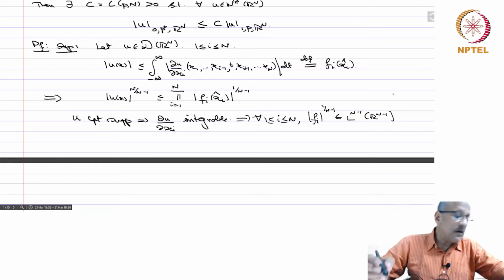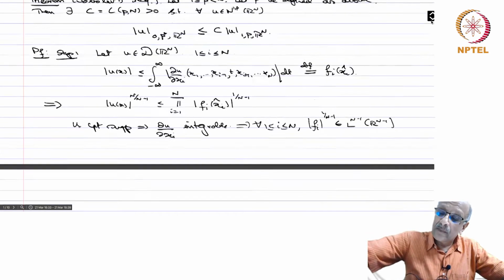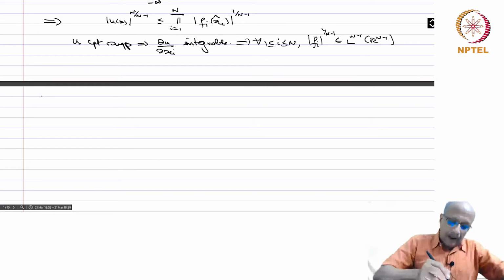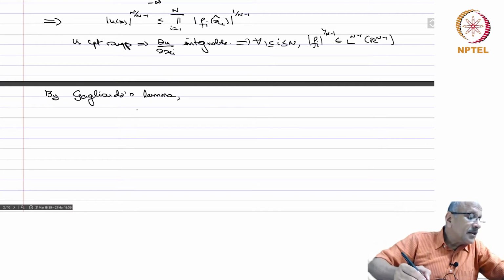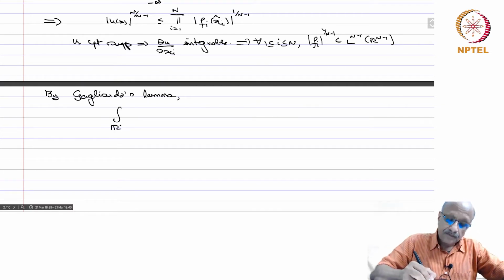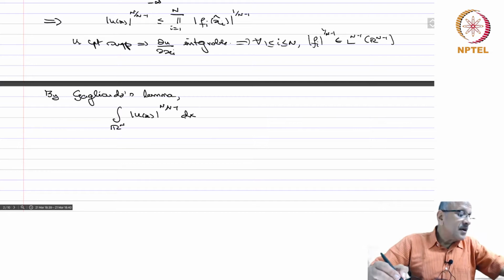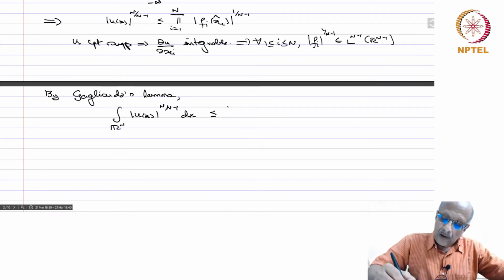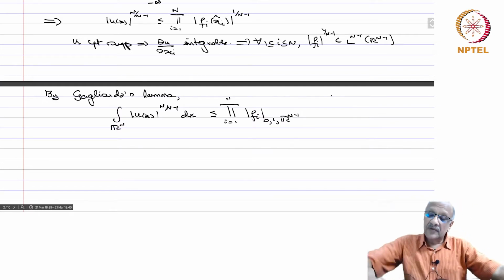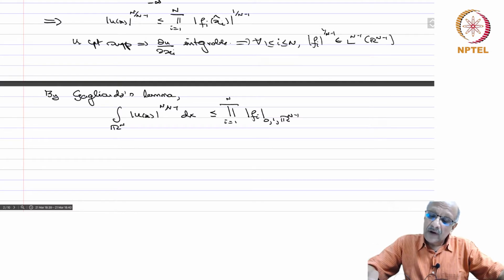Okay, so therefore we can apply Gagliardo's lemma immediately. So by Gagliardo we get that the integral on R^n of |u(x)|^{n/(n-1)} dx is less than or equal to the product, i equals 1 to n, of the norm of fi in L^1(R^{n-1}), because I am going to apply it to fi to the power 1/(n-1).